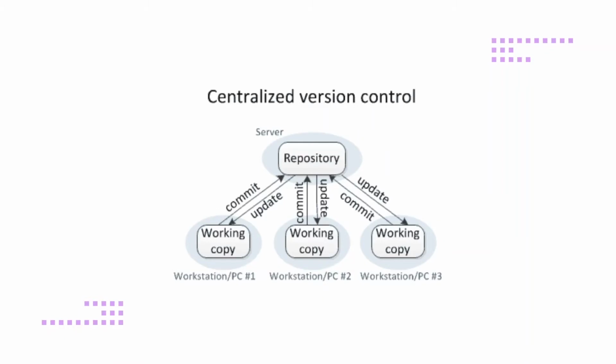So this is the graph. There is a working copy on your workstation. You commit the changes to the repository, and you update, that is, pull the changes from the repository. Likewise, many people can work together from a single server and make changes to the project. Yeah, that is how the central version control system works.